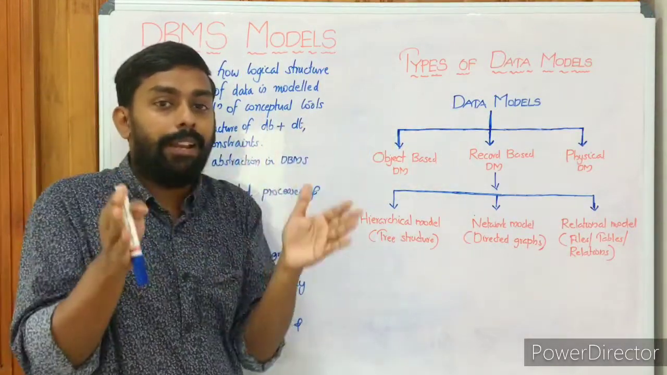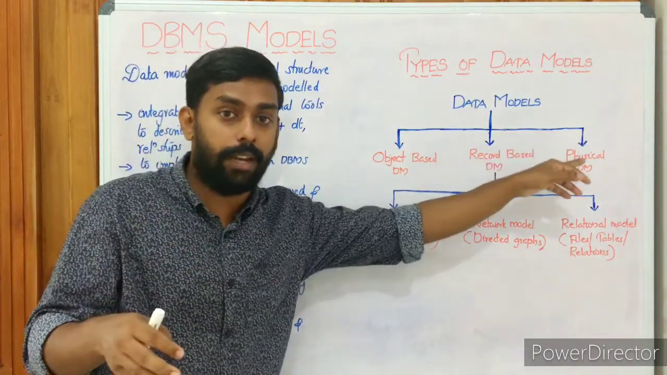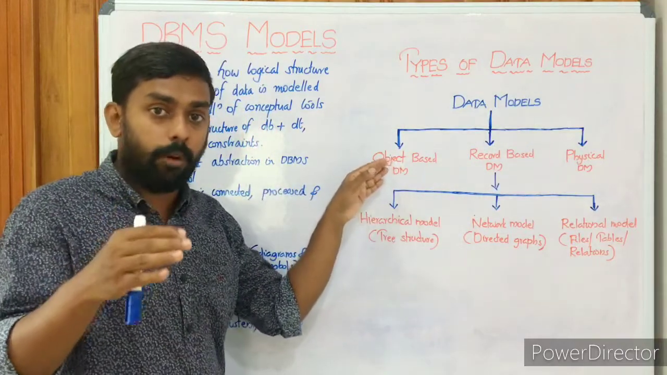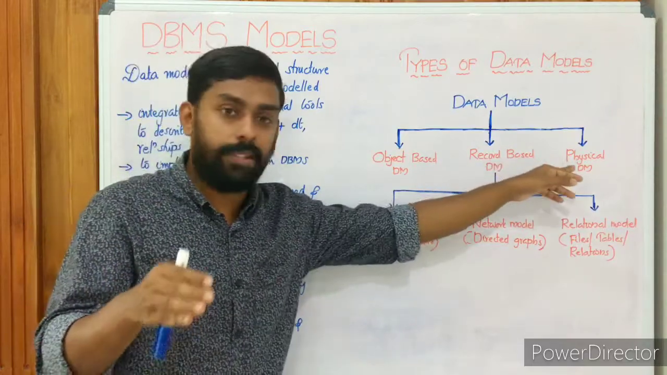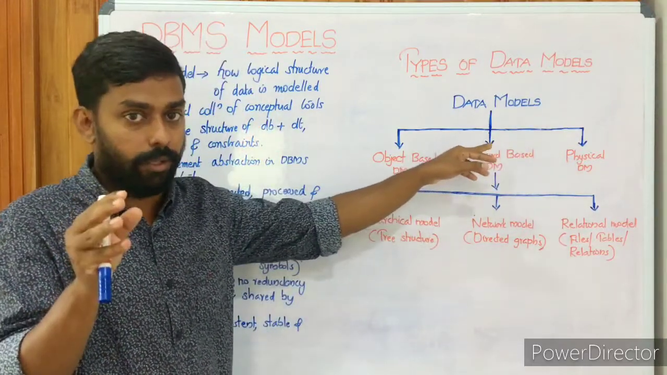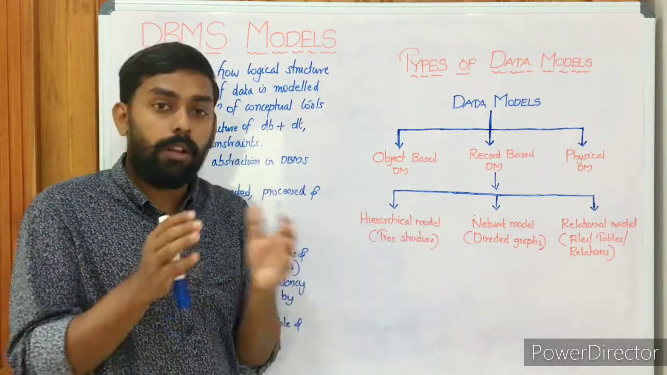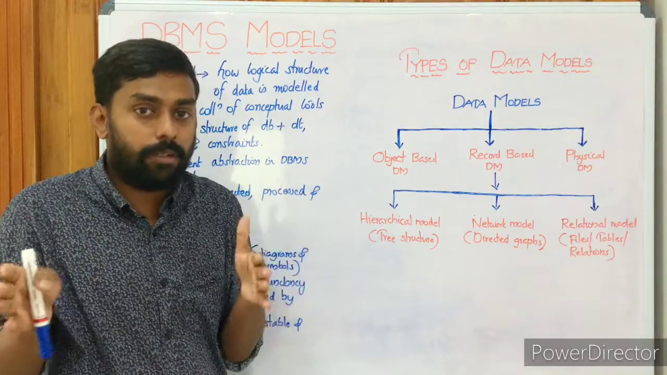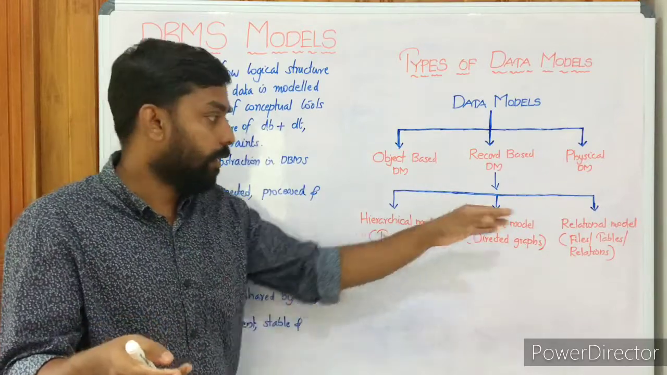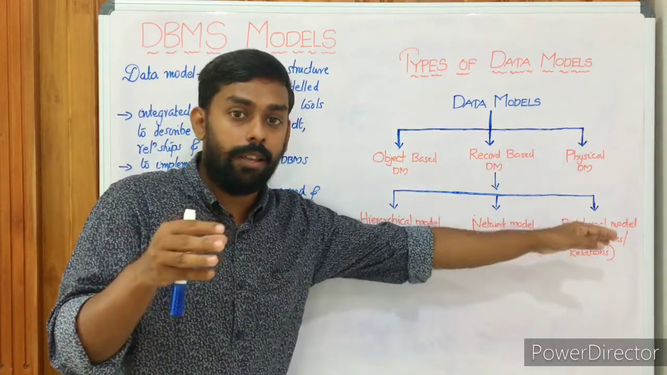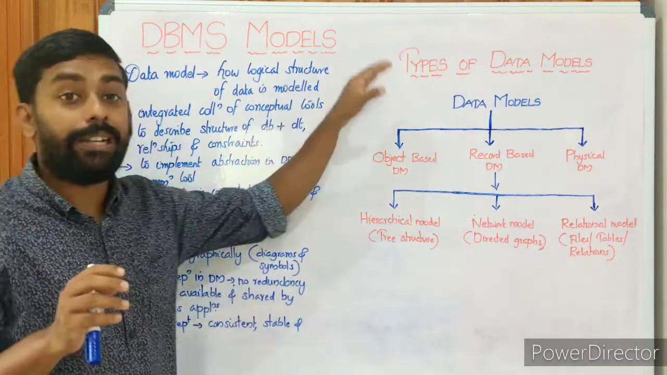So data models are mainly divided into three: object-based data model, record-based data model, and physical data model. Object-based means it's based on object-oriented programming concepts. Record-based means it's purely on data, and physical is the actual physical aspect of data storage. Then record-based has three types: hierarchical, which follows a tree structure; network, which follows a directed graph structure; and finally the relational data model, which is the one we have used and are going to use. It represents data in terms of files, tables or relations. Okay, so this is all about the types of data model.